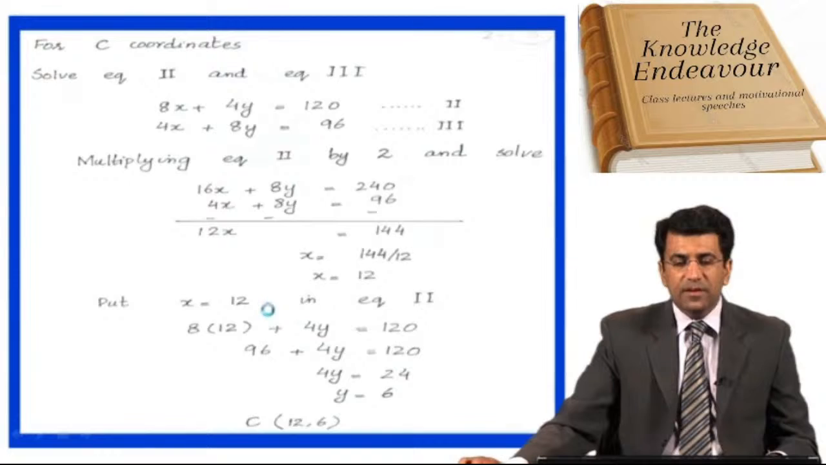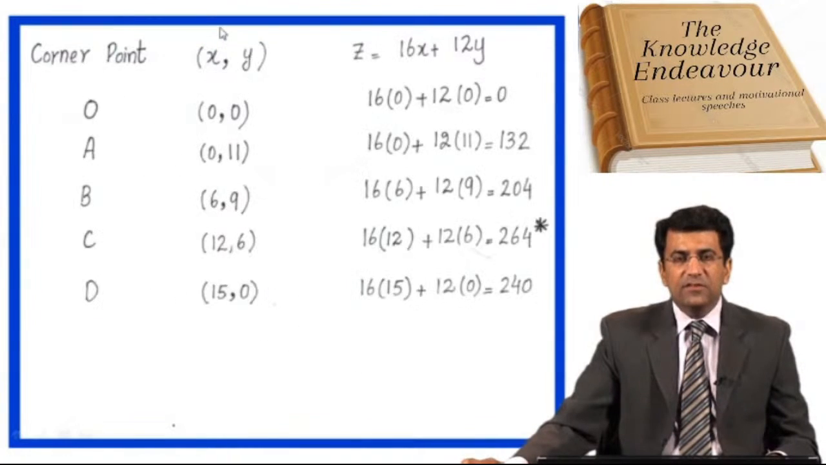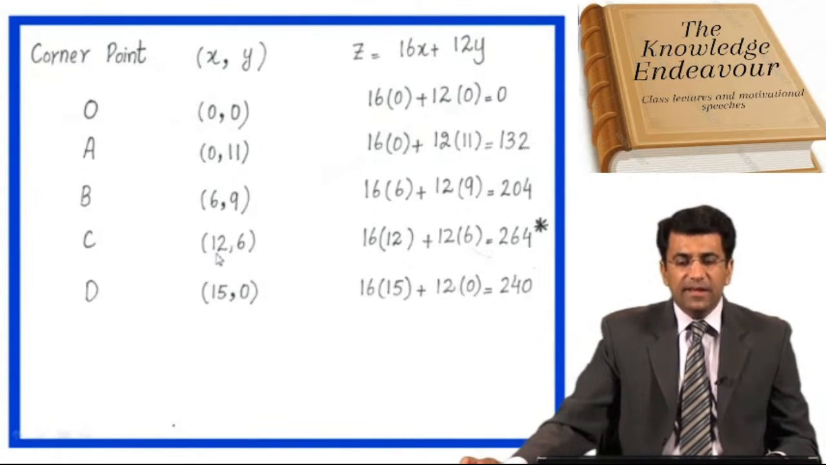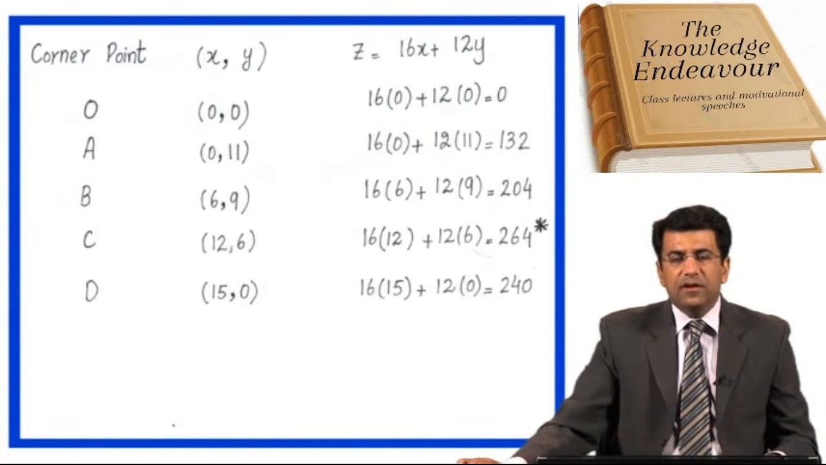So that's why we have calculated the x and y coordinates for all these particular points, and one by one, if we put all of these particular points in this objective function or the profit function, we can get the corresponding value of profit. And again, class, in this particular case, the maximum value of profit is 264, which will be achieved by producing 12 units of product A and 6 units of product B. So this is the best combination which can maximize our profit function. And what is the value of profit function? Again, that is 264.